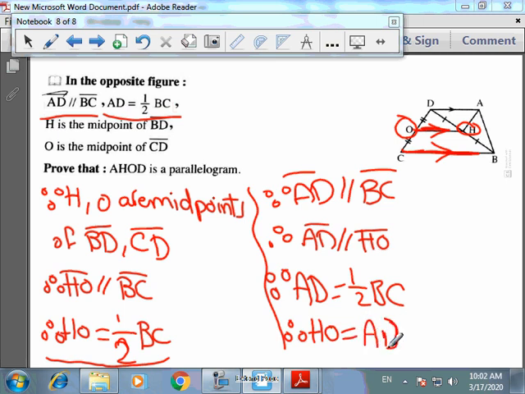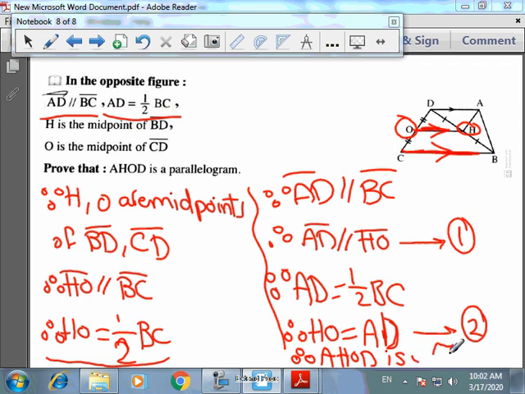So now I have two important points. I have that AD is parallel to HO, AD is equal to HO, that means AHOD is a parallelogram. Therefore, AHOD is a parallelogram. But I don't have a full property from the 5 properties of a parallelogram. Yes, but I have two halves. I mean, I have two lines that are parallel and equal in length, and that also means that AHOD is a parallelogram.